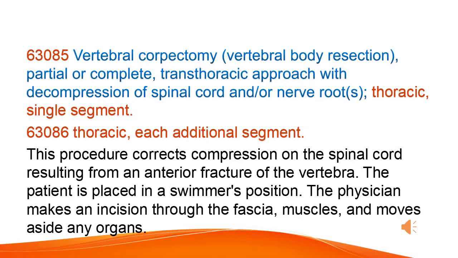Vertebral corpectomy, vertebral body resection, partial or complete, transthoracic approach with decompression of spinal cord and/or nerve root, thoracic, single segment. Thoracic, each additional segment. This procedure corrects compression on the spinal cord resulting from an anterior fracture of the vertebra.